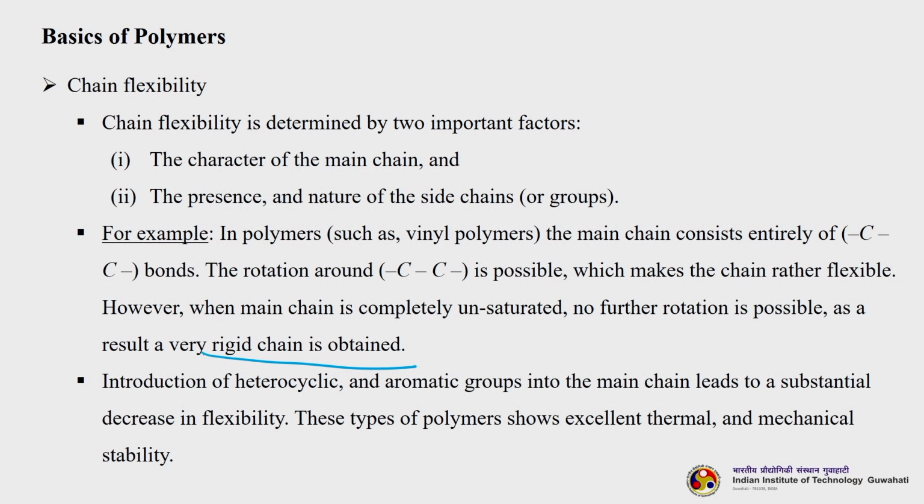So, introduction of heterocyclic and aromatic groups into the main chain leads to a substantial decrease in flexibility. So, how do you increase the flexibility of a particular polymer? You can introduce some heterocyclic or aromatic groups to the main chain. So, the degree of flexibility increases. This type of polymer shows excellent thermal and mechanical stability. For certain membrane applications, you need to have excellent thermal and mechanical stability.